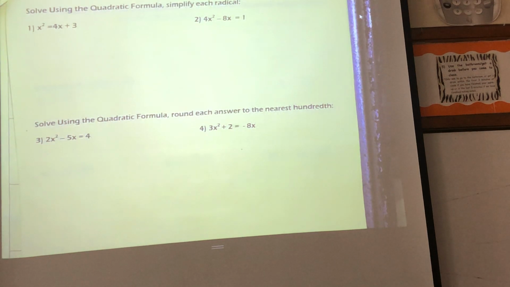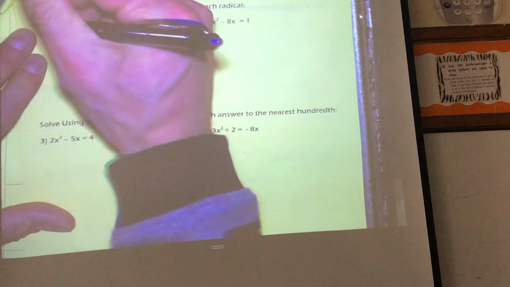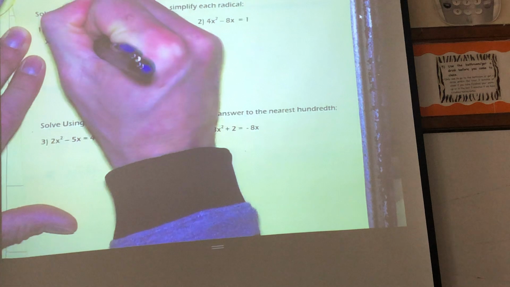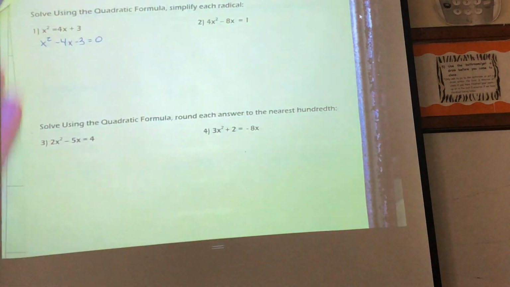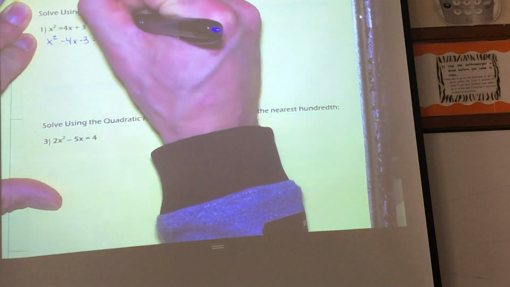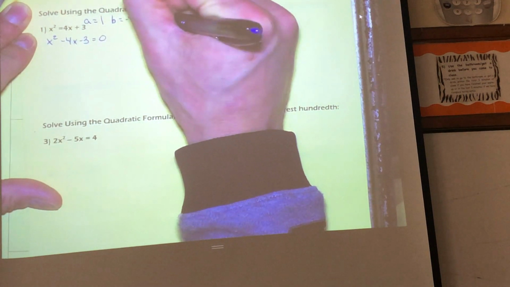Looking at number 1, first thing that we are going to do is put this in standard form. So we have x squared minus 4x minus 3 is equal to 0. Now I moved everything to the left. You can move it to the right, but I like to work with a positive a value. Next thing we want to do is state our a, b, and c. So a is 1, b is -4, and c is -3.